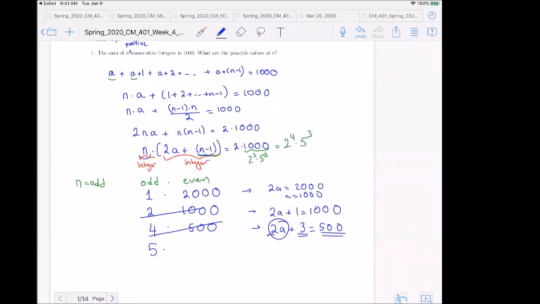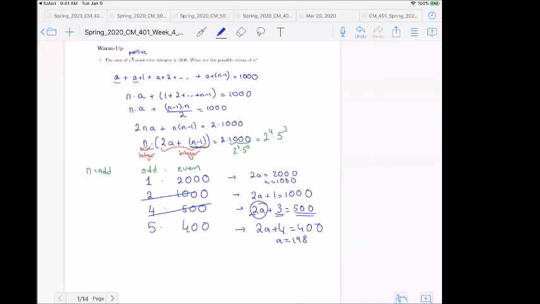But let's try the next one. Let's try 5. If we try 5, then we know that this is 400. Okay, so let's see if that's going to work. 2a plus 4 is equal to 400. Now we can notice that this one works, right? a is 400 minus 4 divided by 2, or we can say 198. So now this one works.